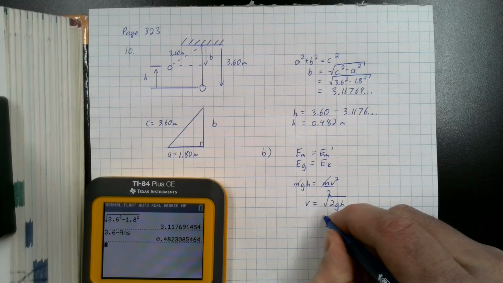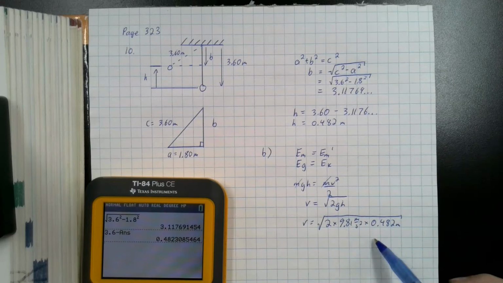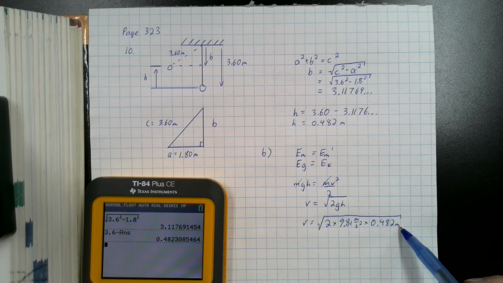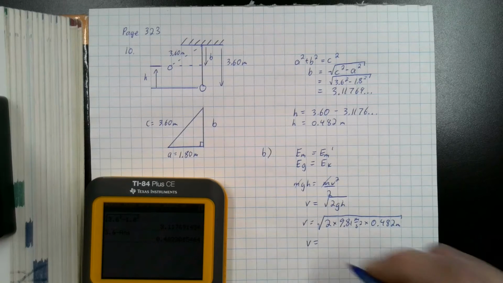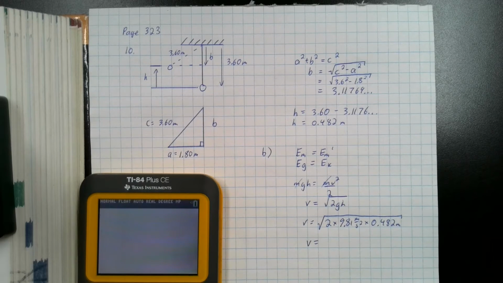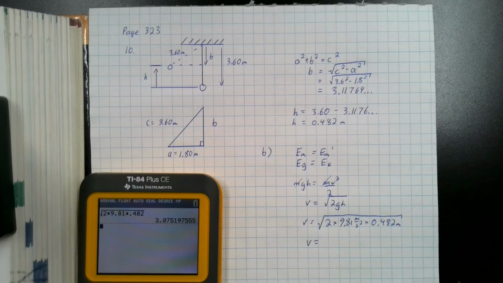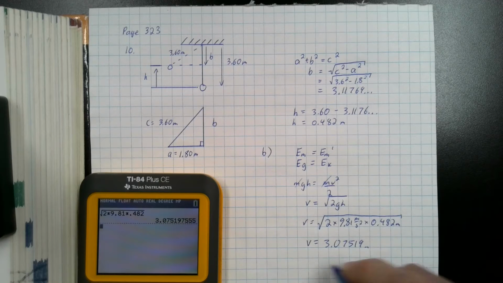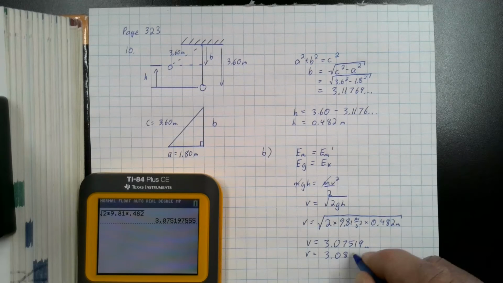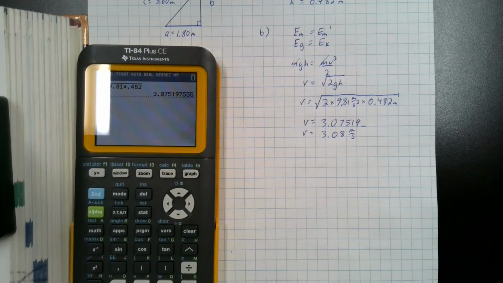And we need the square root of that whole thing. Now looking at our units, we're going to have meters times meters gives us meters squared divided by seconds squared. And we take the square root, that'll give us meters per second. So turning on our calculator, we get the square root of 2 times 9.81 times 0.482 meters, giving me a velocity of 3.07519, etc. So with significant digits and rounding, that's going to give us 3.08 meters per second.